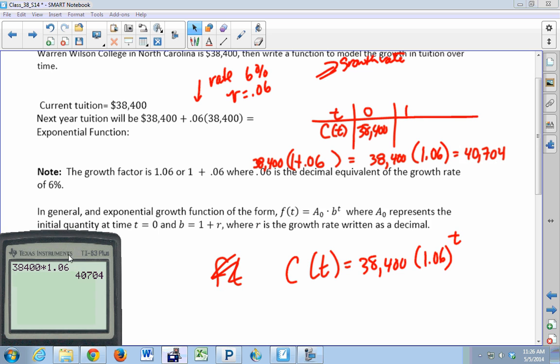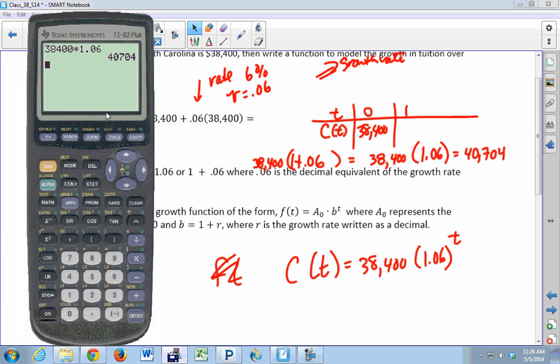So let's see what she's going to cost me in a couple of years here. 1.06 raised to the x. Okay, so we're going to start our table. Let's say we'll let x be 0. It will be the first year she's there. And then we're going to increment by a year. So let's go to our table and see.